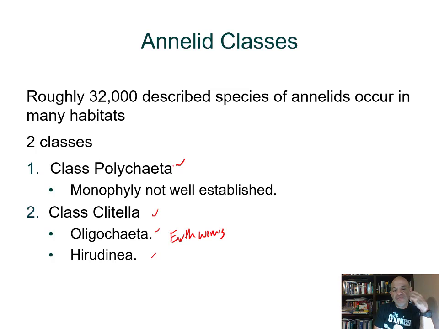And the polychaete means many bristles, right? And the bristles are a lot longer. And then the Hirudinea don't really have very much chetae to begin with, but these are the leeches. So these were considered, and for the laboratory, we're going to call them that, class Oligochaeta and class Hirudinea, and then the class Polychaeta. When we look at the Polychaeta, the monophyly of this group is not well established. That was mentioned earlier.